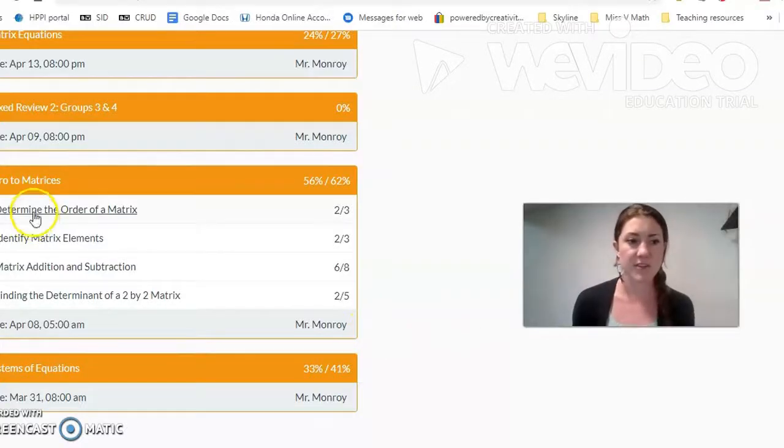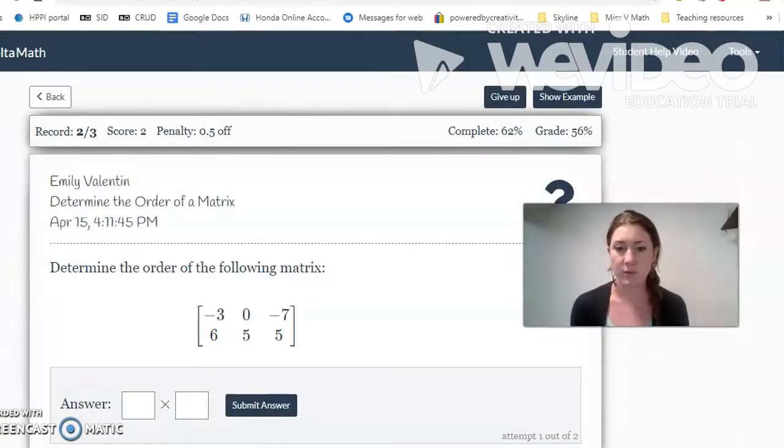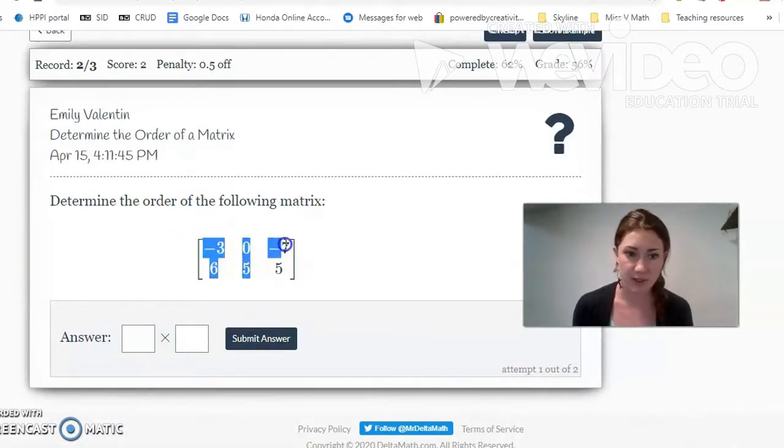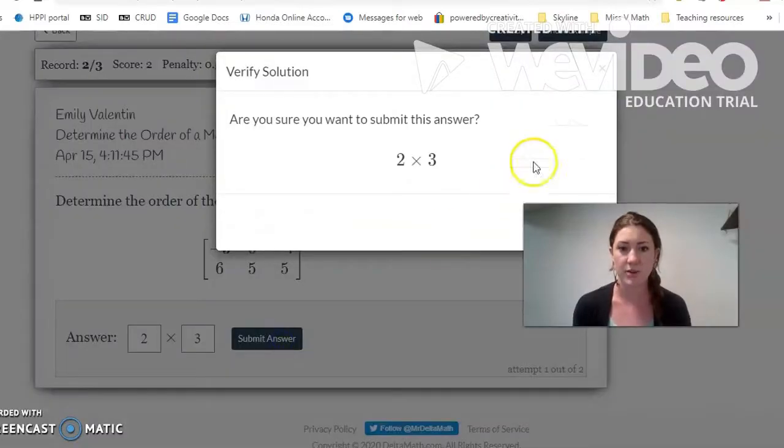So starting with the Intro to Matrices assignment, let's go to determine the order. Remember that the order is going to be the number of rows and the number of columns. So on this one there's one row, and there's a second row. So there's two and then 1, 2, 3 columns. That is a 2 by 3.